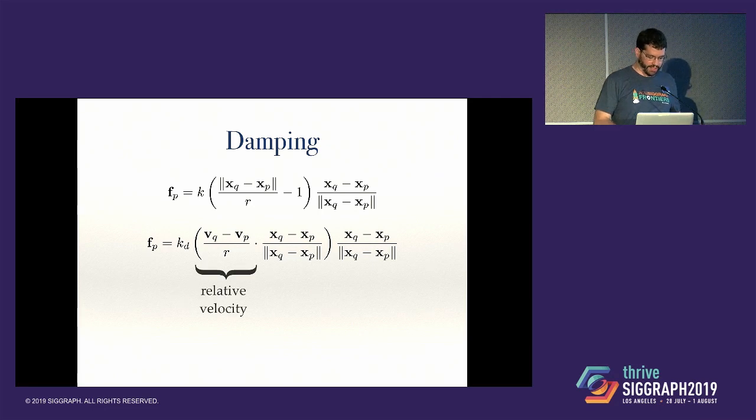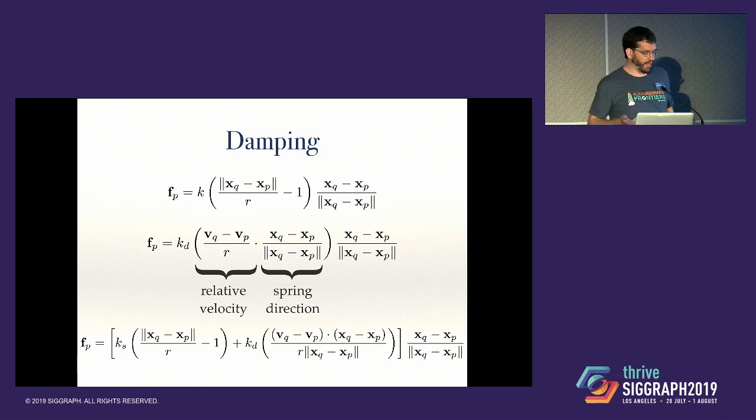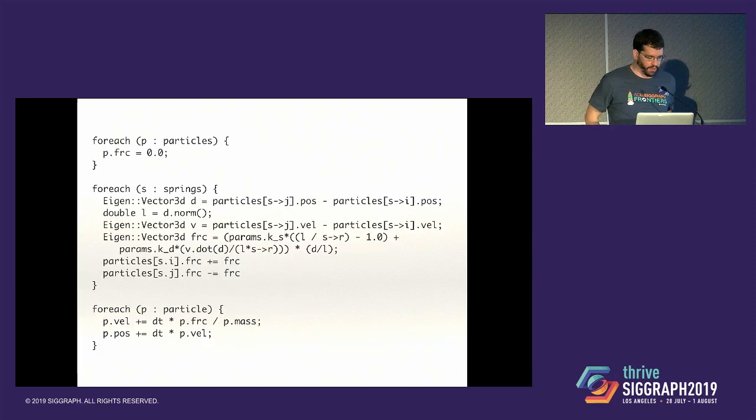So this is relative velocity here. This is the spring direction. And putting it all together, we get this big, complicated formula that, even though it's big and complicated, is easy to write code that actually uses this force. And so here's the actual code.